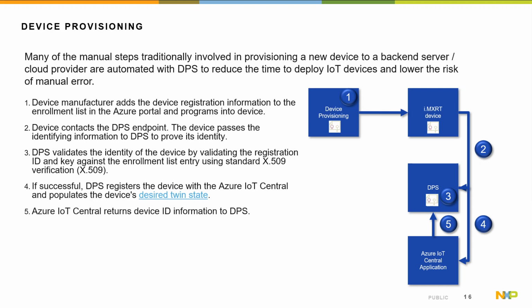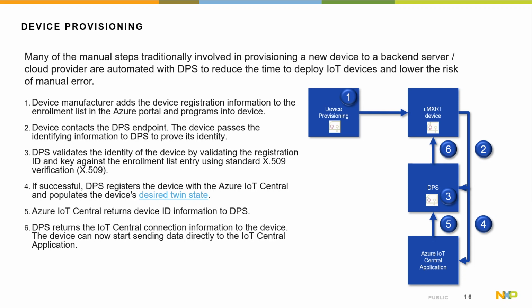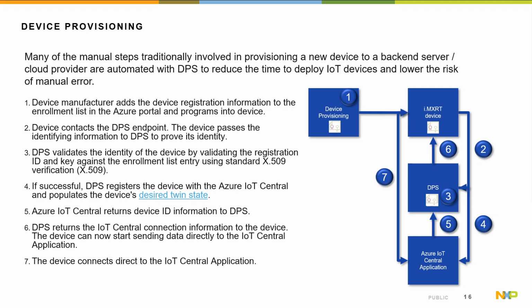It will also return the device ID information to DPS, which in turn will send this information on to the device. That means the device can now start sending data directly to the IoT Central application and does not have to go through DPS every time it connects, which speeds up the process. So now the device can connect directly to the IoT Central application, and the device gets the desired state information from the device twin in IoT Central, so it can now synchronize itself.